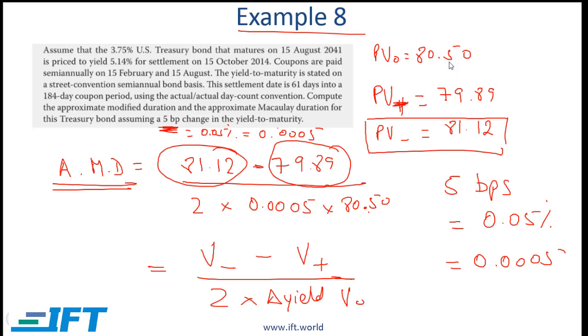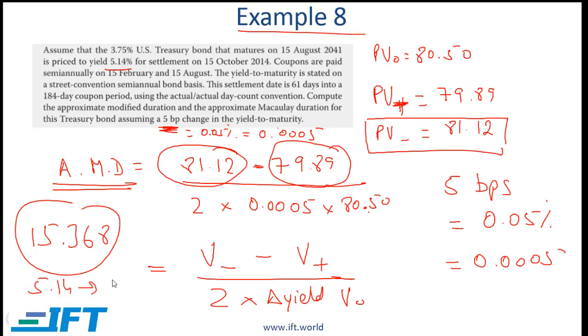When you do the calculation, you should get a duration of 15.368. This is the approximate modified duration, and the interpretation of this number is that if the yield changes by 1%, in other words, let's say the yield goes from 5.14% to 6.14%, then approximately speaking, the price of the bond will come down by 15.4%.